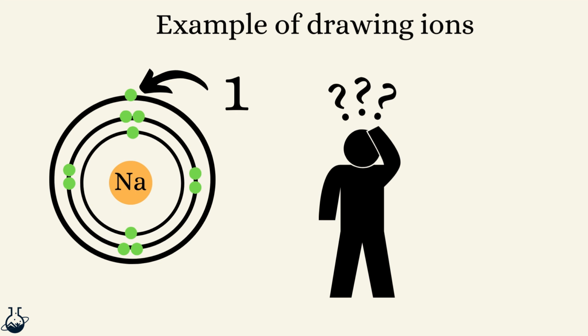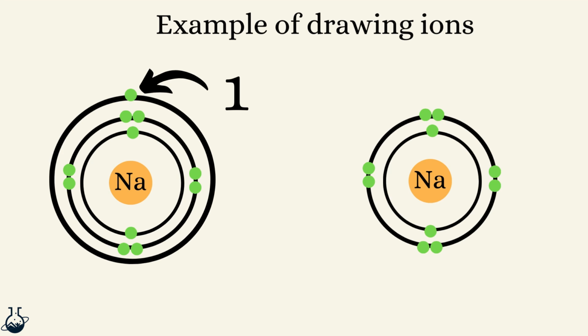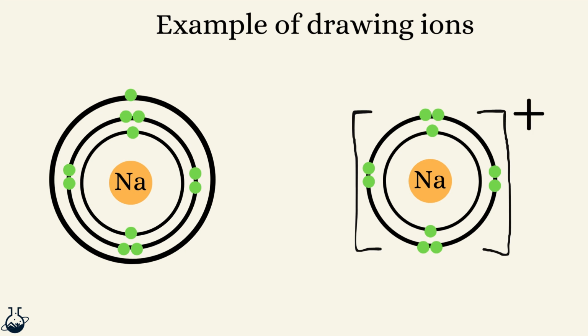Now I will decide what happens to make this stable, in other words, have a full outer shell. So it will either gain 7 electrons or lose 1. Spoiler alert, it loses. The metals always lose their valence electrons. So we no longer need that shell. Here I've drawn it without, and I put in my brackets, and I place my charge. 1 electron has been lost, which means a +1 charge. It can also be written as a symbol like below.